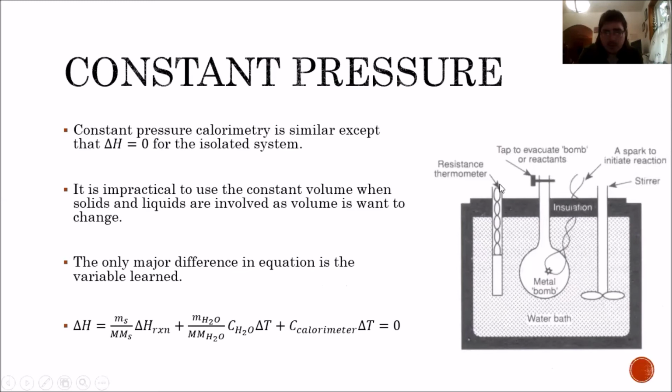Constant pressure, same thing. We have a thermometer. We have some sort of tube, an insulated water bath. We drop something in there to make it react, stirring, soak up the heat. Same thing, delta H is zero for this isolated system. It's impractical to use a constant volume for solids and liquids because the volumes of these will change when I mix them together. The only major difference in this reaction is that we find delta H instead of delta U. Other than that, it's the exact same reaction.